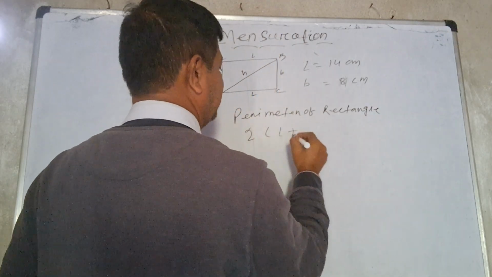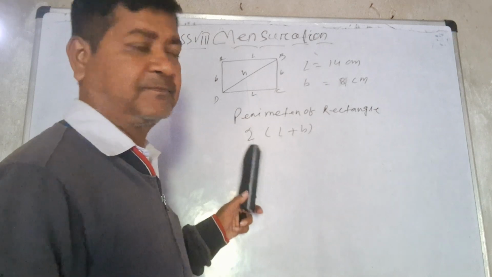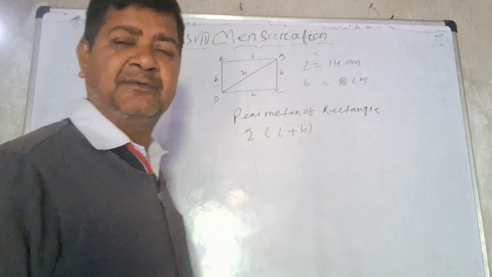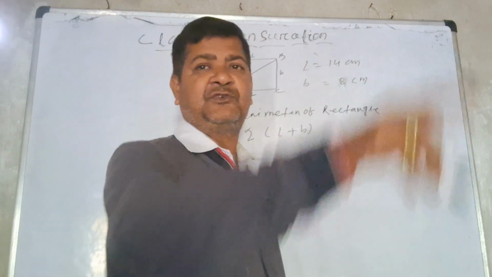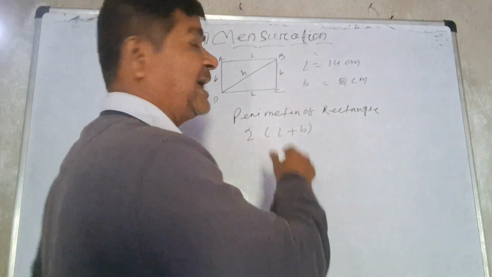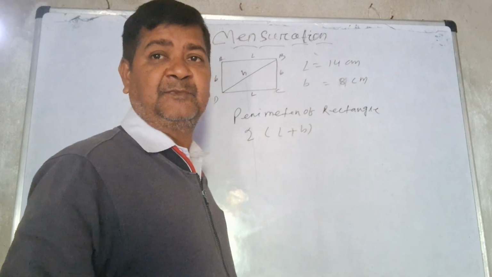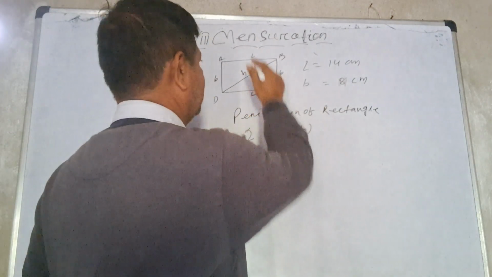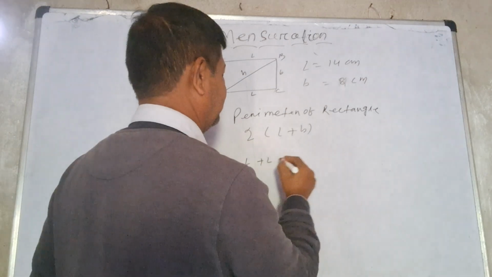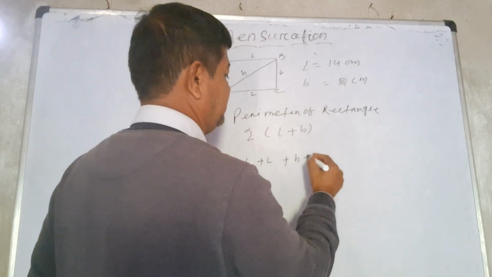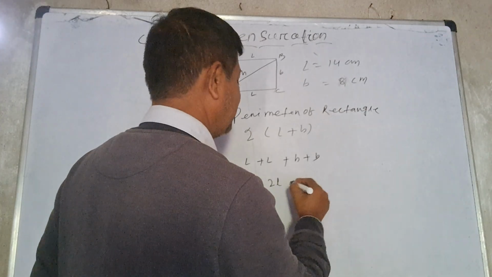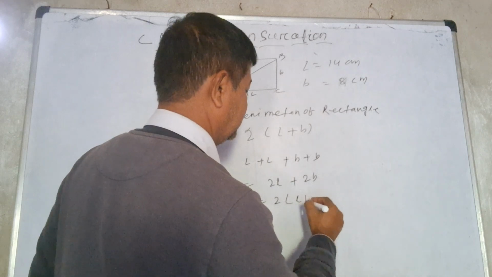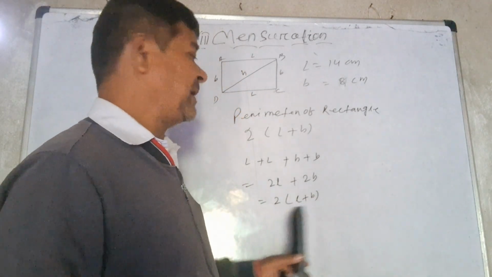2 into L plus B, length plus breadth twice. Why is it twice? Perimeter means the sum total of its surroundings. It is the whole boundary of this rectangle. There are two length sides, L plus L, and two breadth sides, B plus B. L plus L is 2L, B plus B is 2B, two common, L plus B. It is the perimeter of this rectangle.